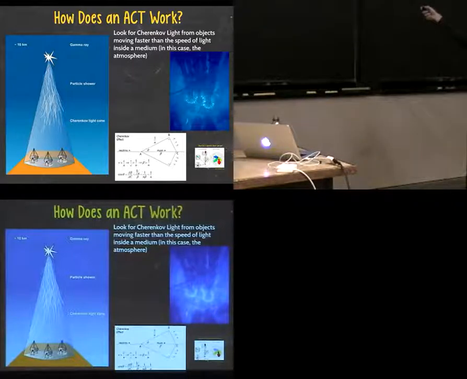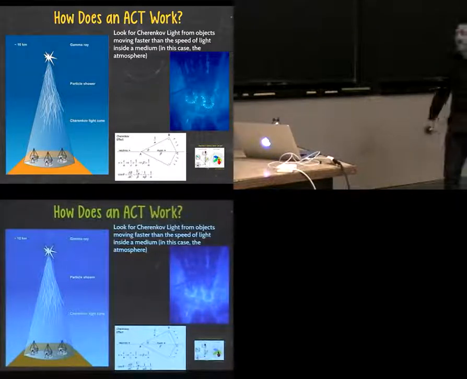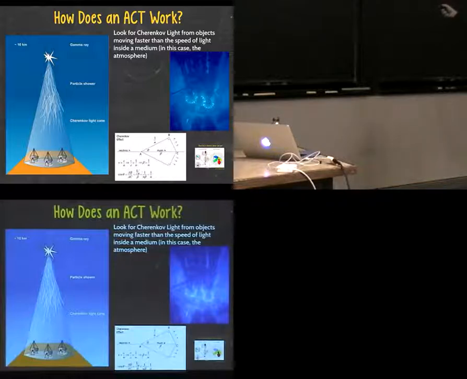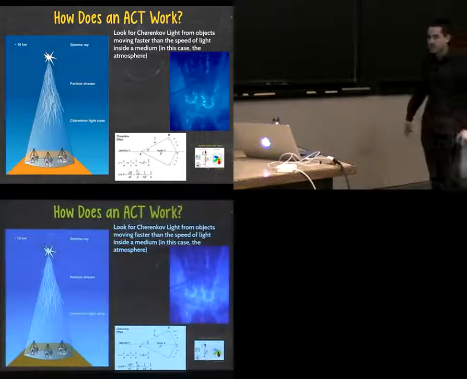So the particle's moving faster than light in the medium, and it hits a particle here, and that particle emits some light, and it hits a particle here, and that particle emits some light. And this light and that light get to this point at about the same time, because everything's traveling at the same speed of light. And so you get this really quick blip of really high energy blue light.